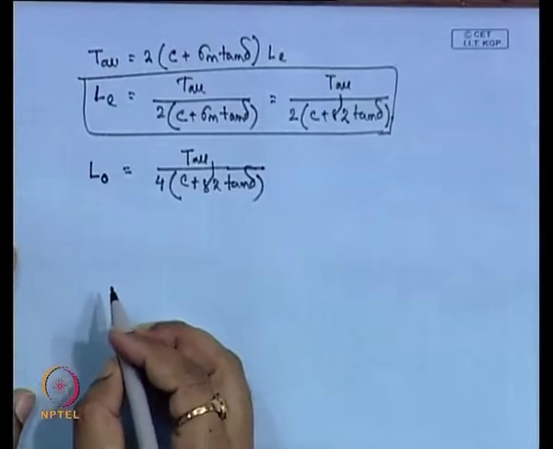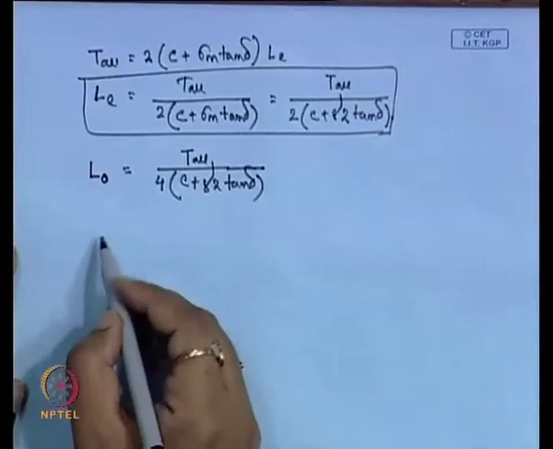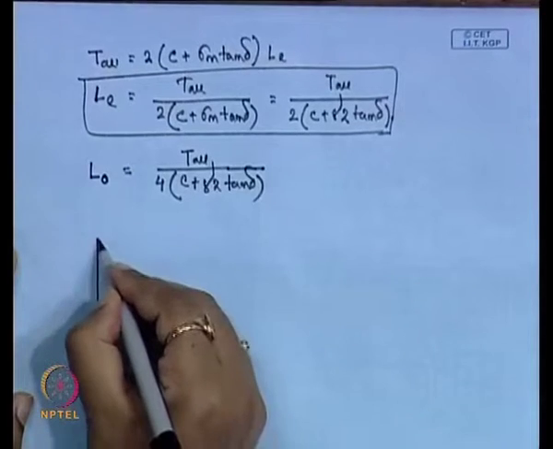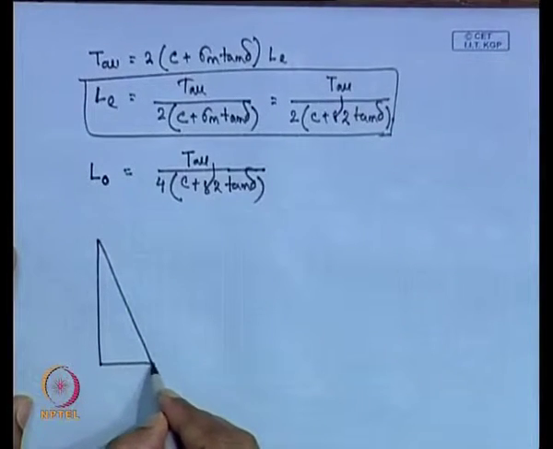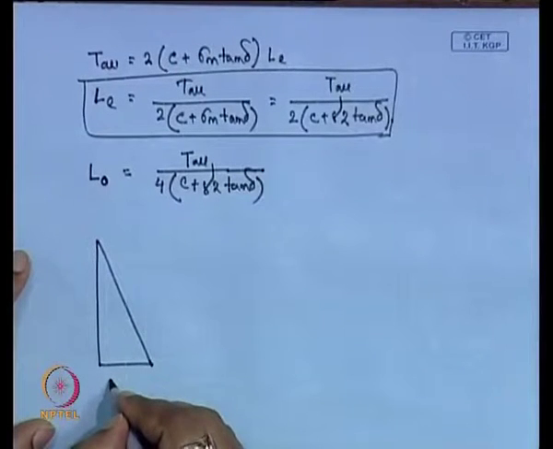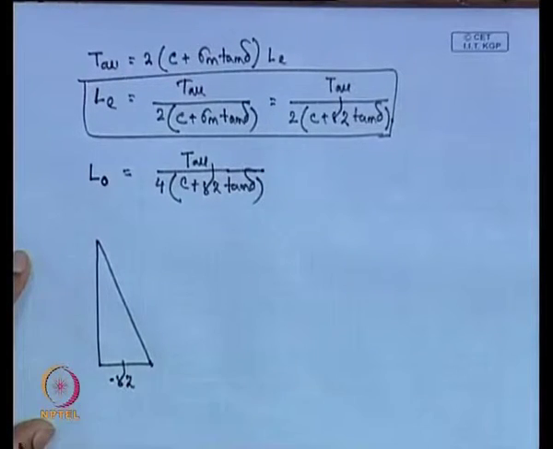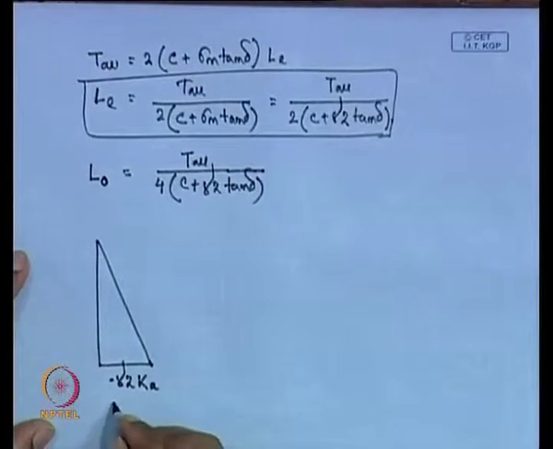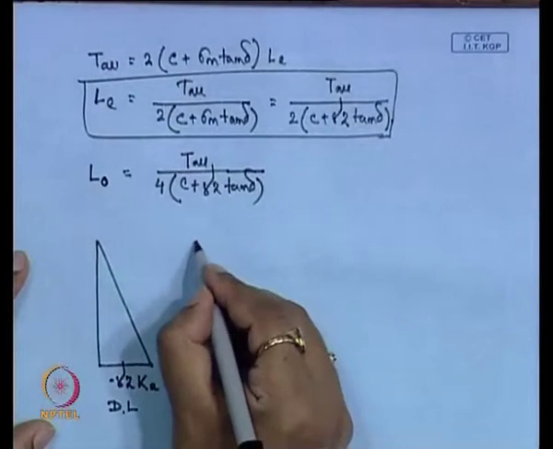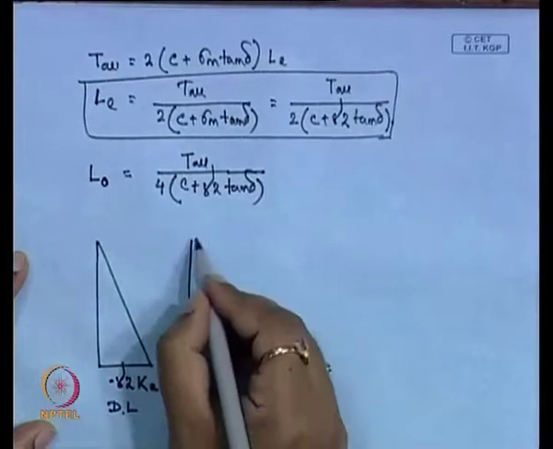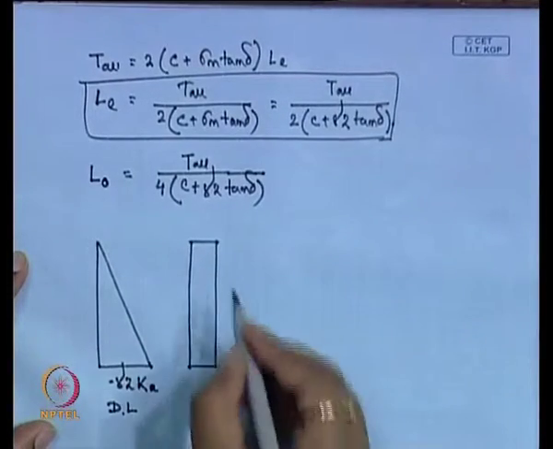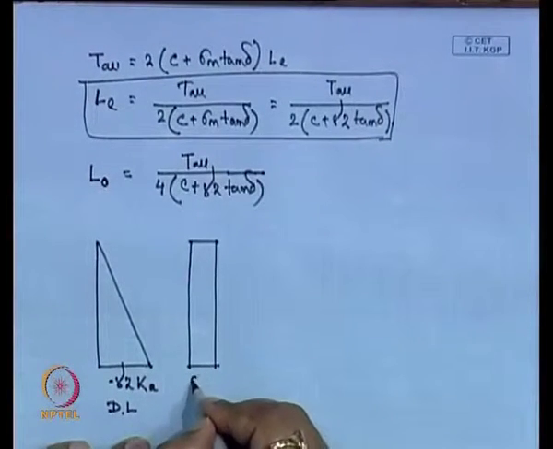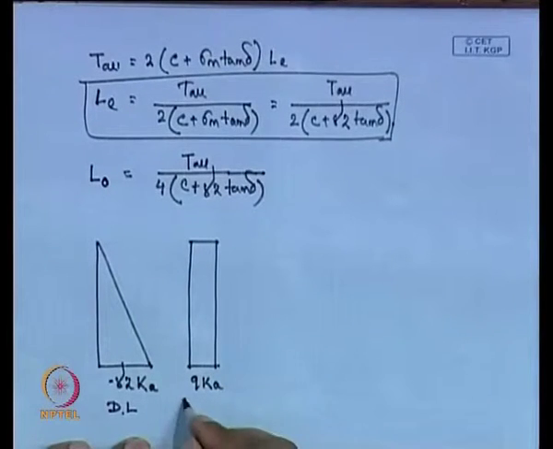Before we go for the design, what are the loading conditions in the reinforced retaining wall? One is our dead load, or the load of the reinforced soil itself. That, at any depth z, is gamma into z into K. That is the dead load. Similarly, if there is a surcharge, that is the surcharge load, which is Q into K.